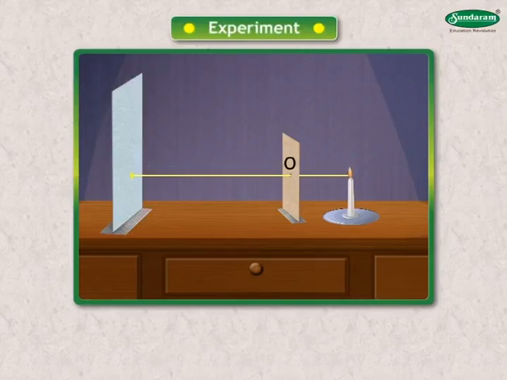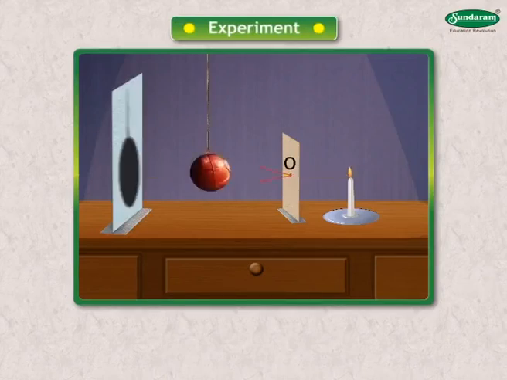Between the source O and the screen, suspend a ball PQ as shown here. Now observe the shadow AB of the ball PQ. The rays OP and OQ from the point source pass the ball just touching it at P and Q and fall on the screen at points A and B respectively.